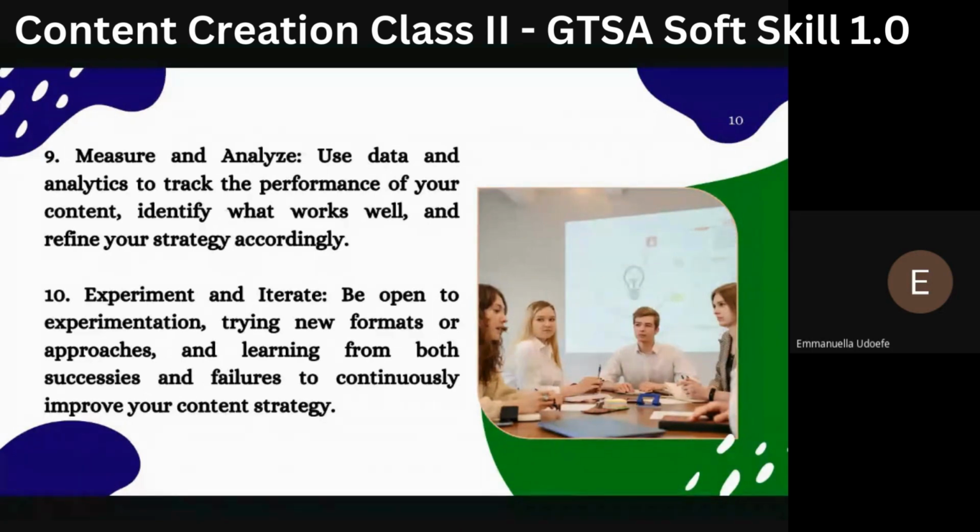Then what's the essence of measuring and analyzing? So that you'll be able to know what is working and what is not working. You can refine whatever you are doing, maybe tweak it around.